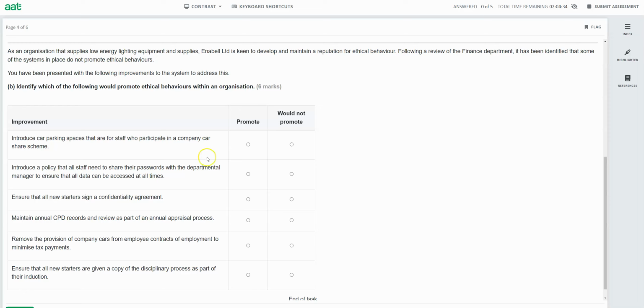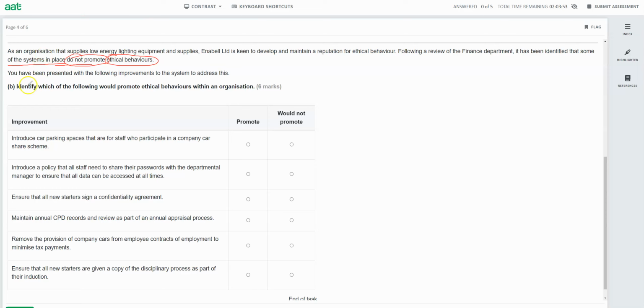So the question here is whether it would promote or not promote the ethical behavior. It has been identified that some of the systems in place do not promote ethical behavior. Almost every organization has a few policies, procedures or systems that don't look fair, and if it is not fair, it will not promote ethical behavior for that organization.